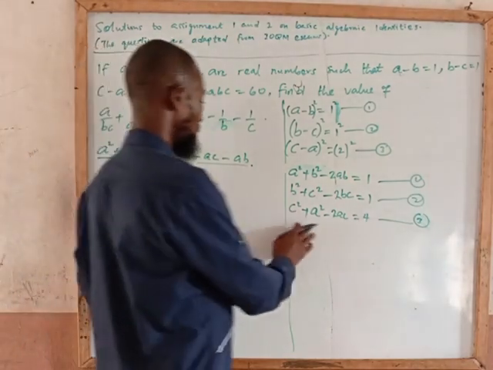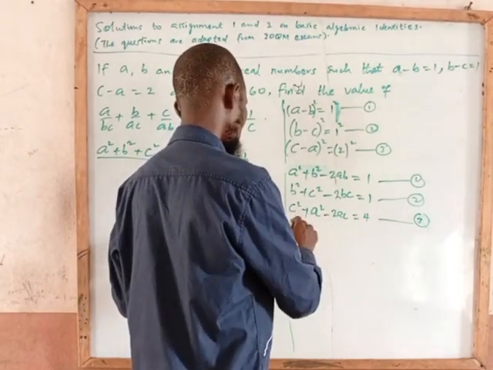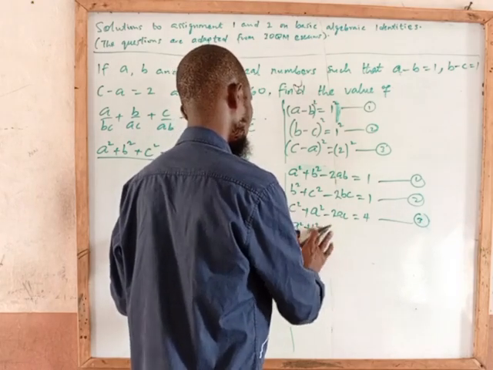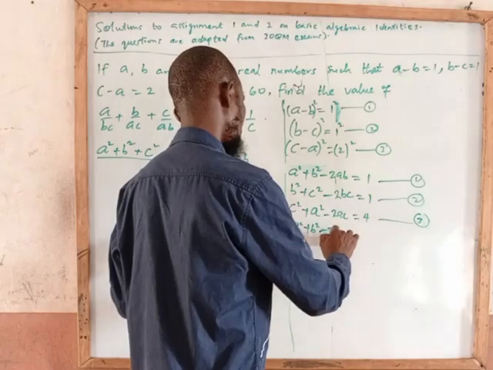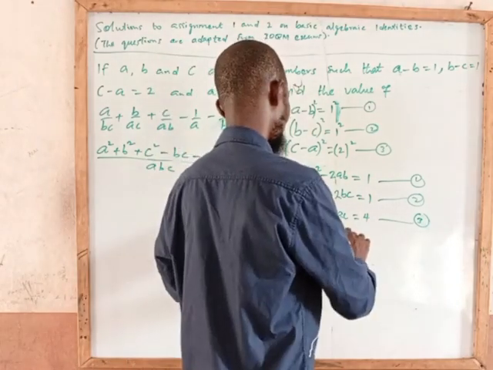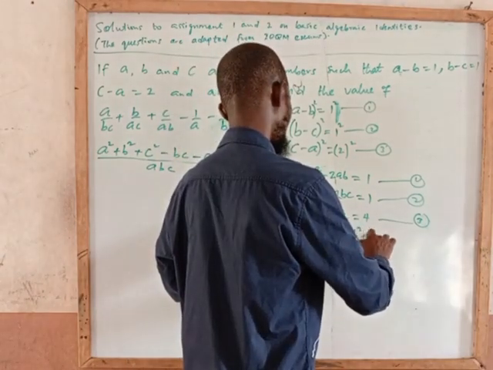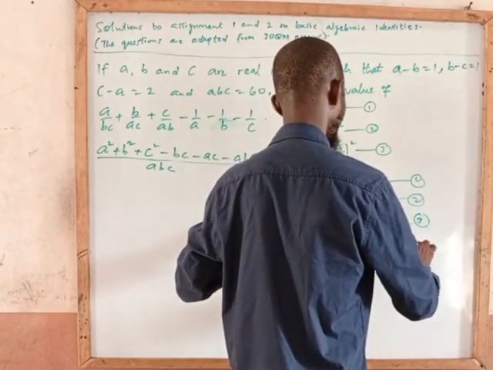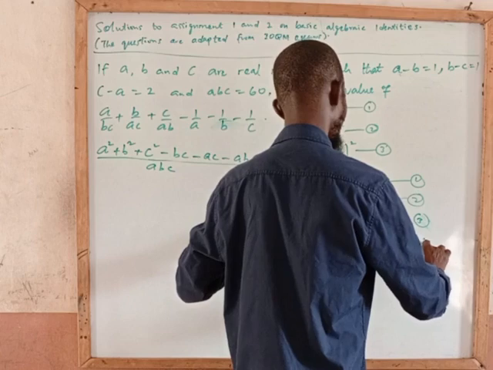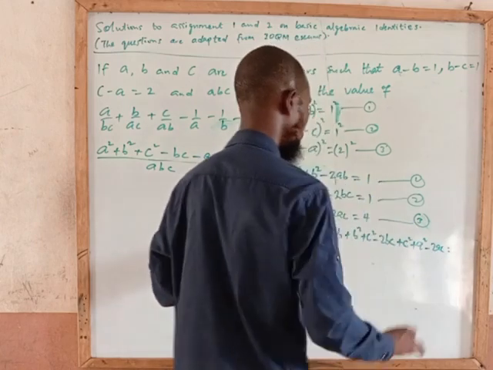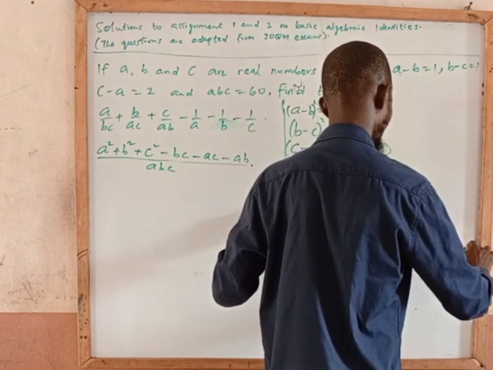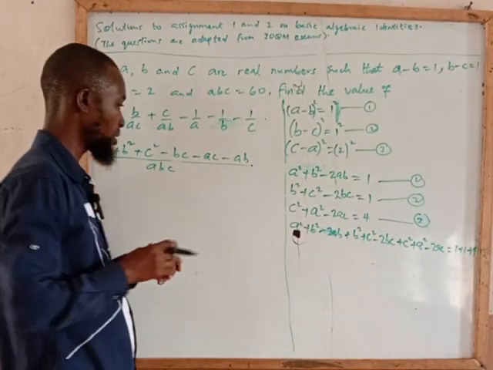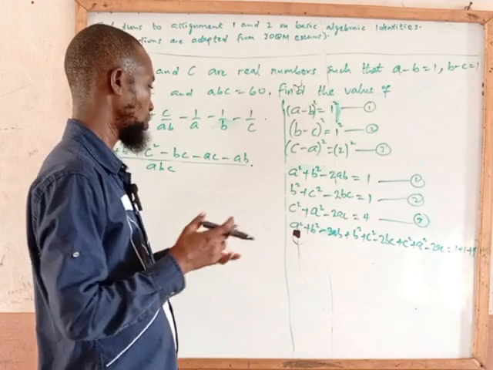So doing that becomes, I want to add everything. So it will now be a squared plus b squared minus 2ab, so the left hand side first, plus b squared plus c squared minus 2bc plus c squared plus a squared minus 2ac is equal to 1 plus 1 plus what? Plus 4. Right? So to continue with this, we want a, b, c to be together.